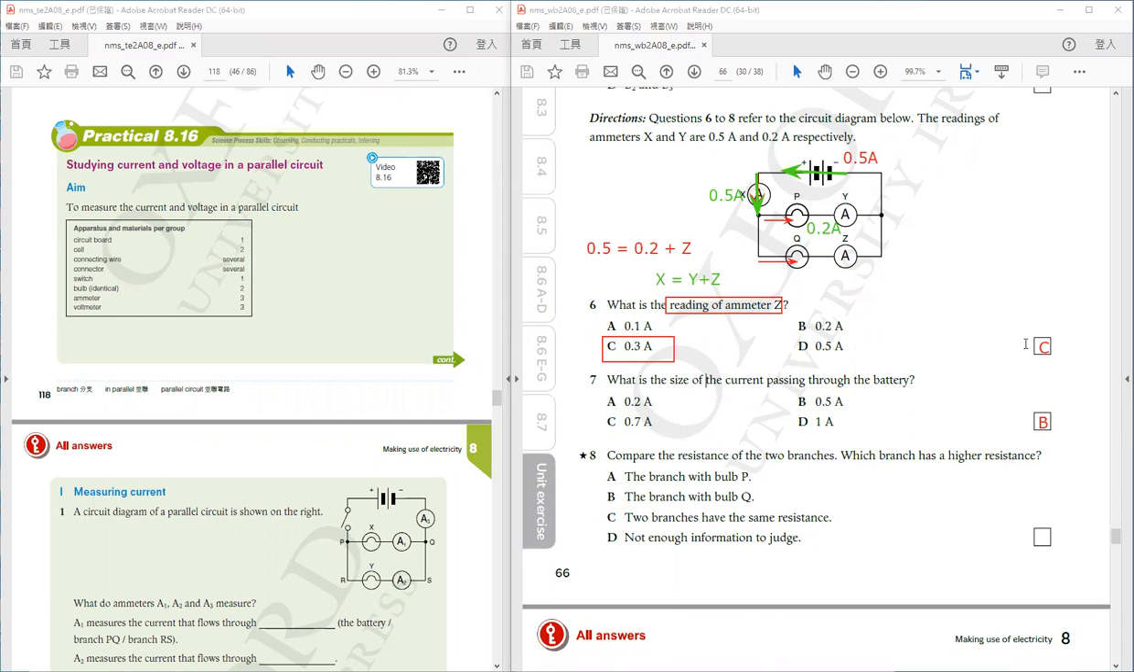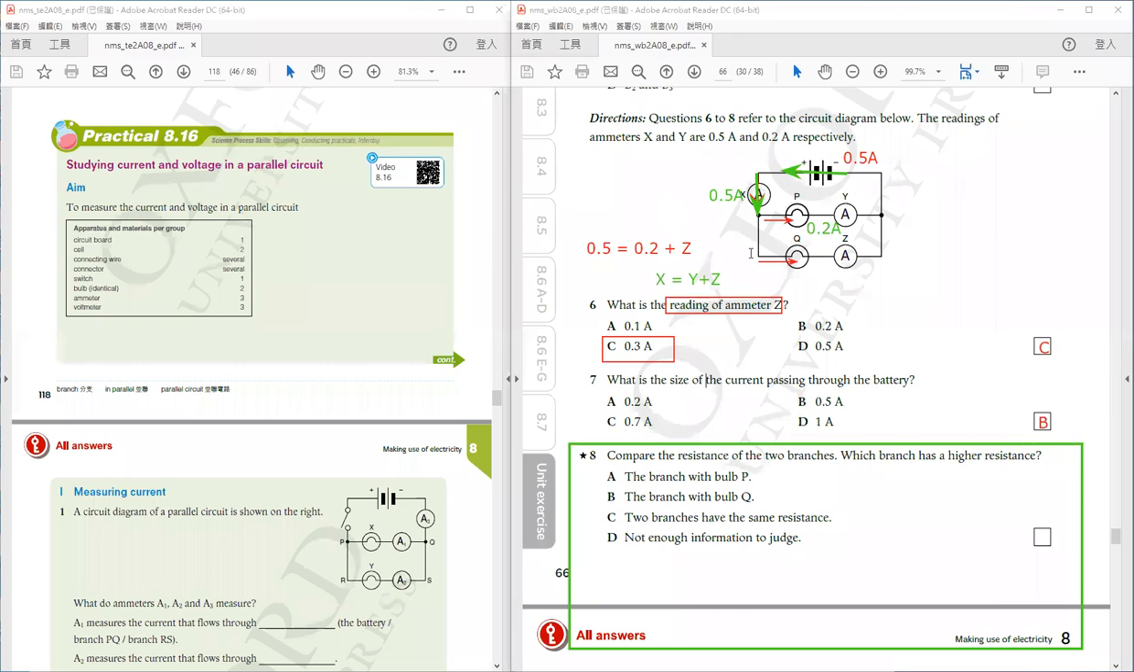Compare the resistance for question 8. Compare the resistance of two branches. Which branch has a higher resistance? So from the previous questions, you understand that branch Z has 0.3 A.